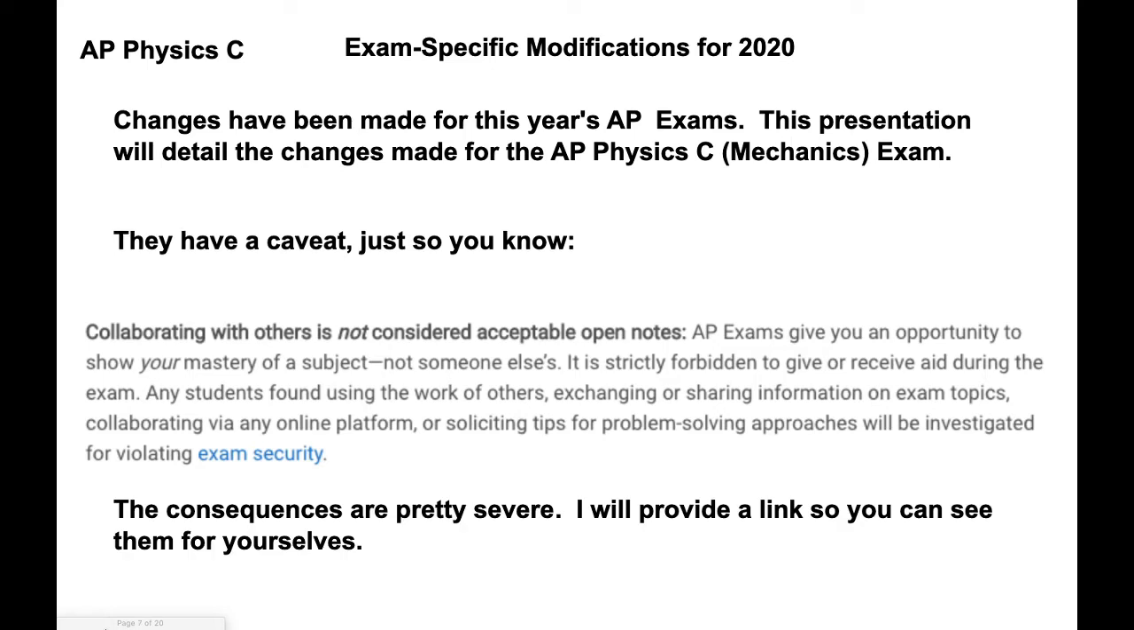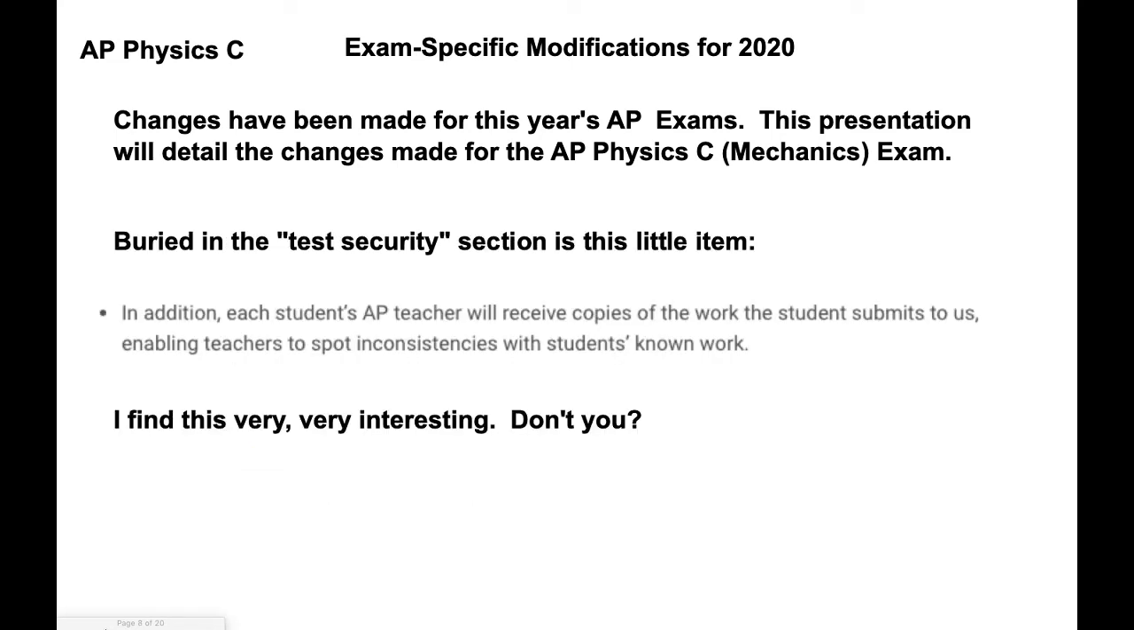The consequences for violating exam security are pretty severe. Ultimately, I'll be providing a link so you can see for yourself what the consequences are. Buried in the test security section is this little item. In addition, each student's AP teacher will receive copies of the work the student submits to us, enabling teachers to spot inconsistencies with students' known work. I find this very interesting. I assume you do too.